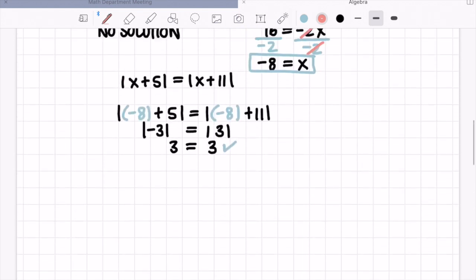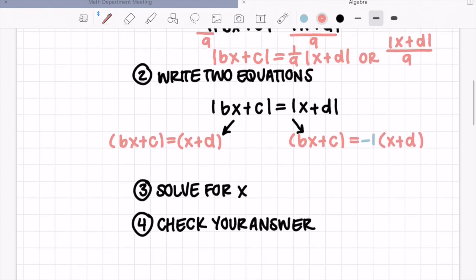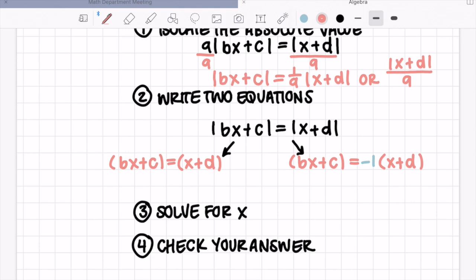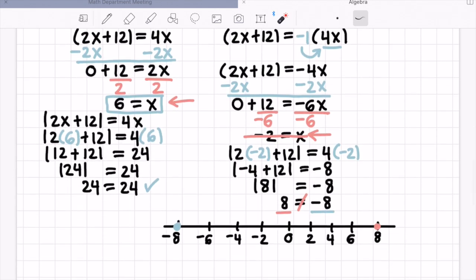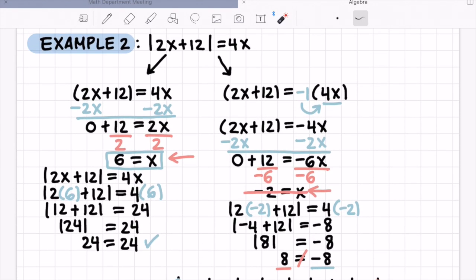Now remember that before all of this in my steps, I said to make sure to check your answer because of this reason. This example proves that you have to check your answer, or else you may not know that one of your answers over here is actually incorrect.